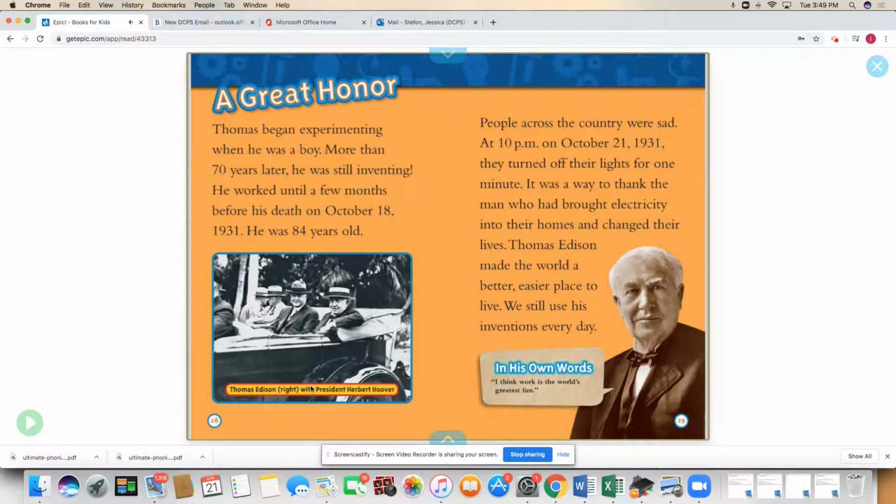Okay, and here's a photo insert showing him with President Herbert Hoover, right? So he got to meet a lot of famous people in his life, and he was honored a lot by presidents and important people for all the great work that he did. And again, one of his famous quotes, "I think work is the world's greatest fun." So he's someone who actually found joy in his work and joy in what he did.